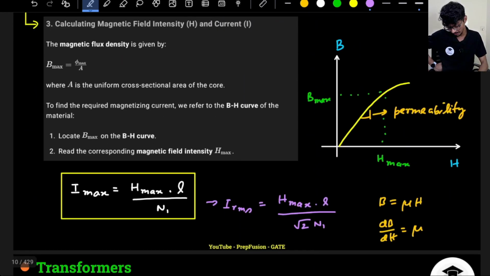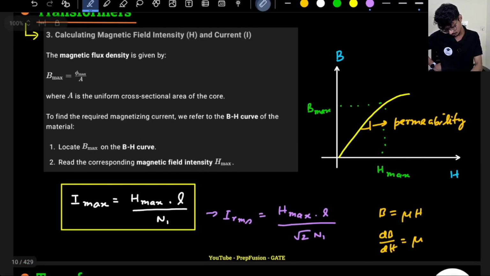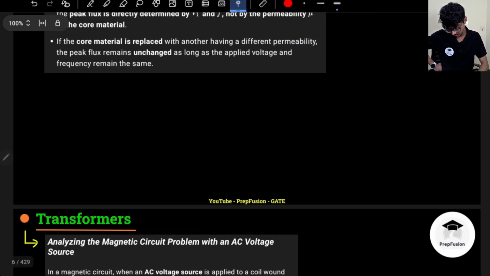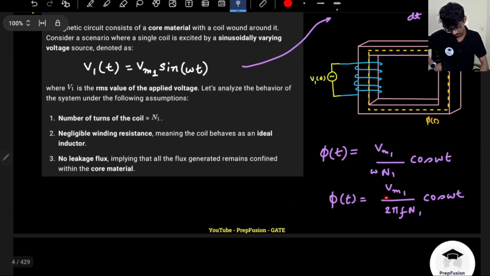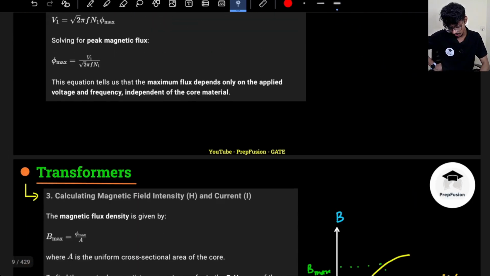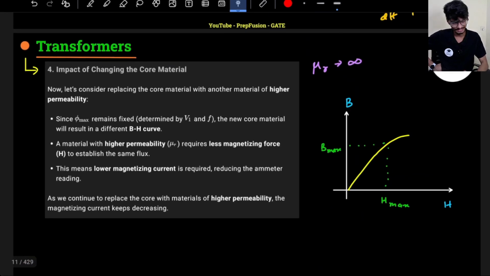Although you might have a question that, sir, you told here that if my voltage is fixed and my frequency is fixed, then my maximum flux value is also fixed. Yes, you are correct. But current is not fixed, right? If current for some reason is very low, that will be a problem. We will understand that later on. So I would want my permeability to be as high as possible.